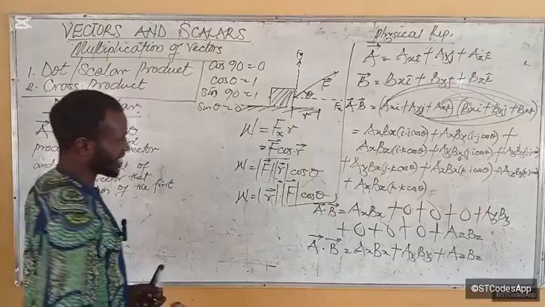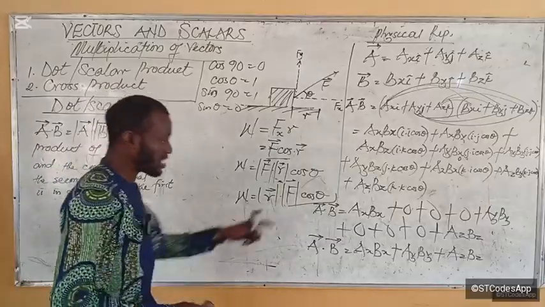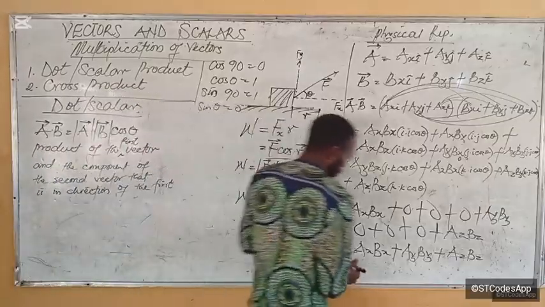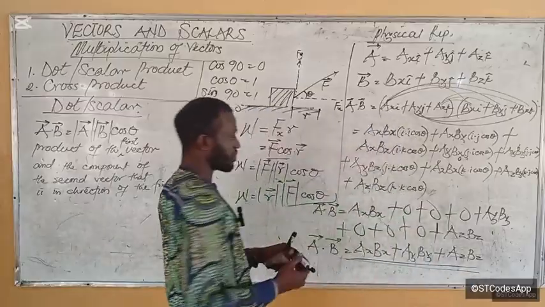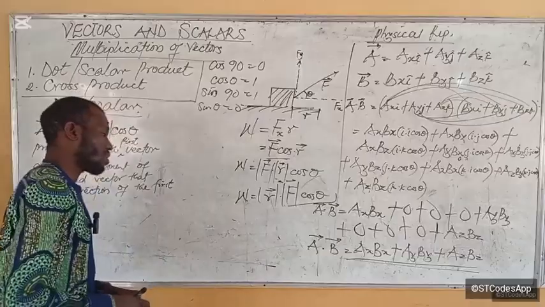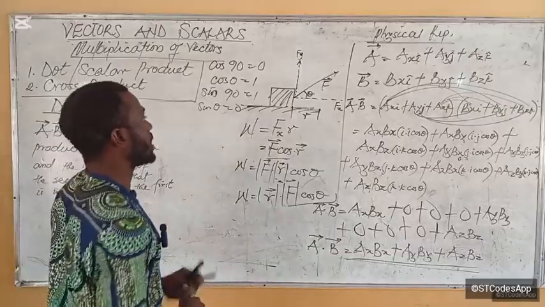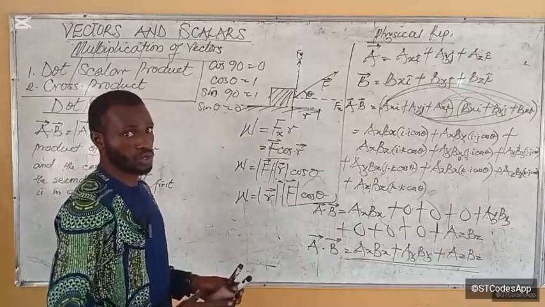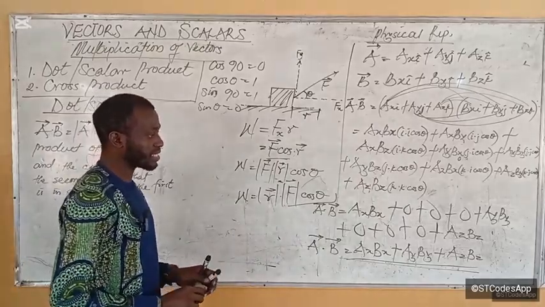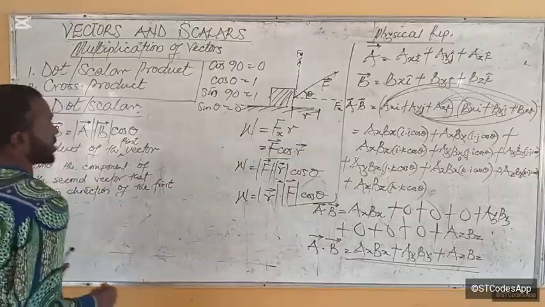All right. So now, this is our formula. This is the physical representation of what? Dot product. Now let me do the physical representation of the cross product, so you will understand. Or let me just quickly give you an example.